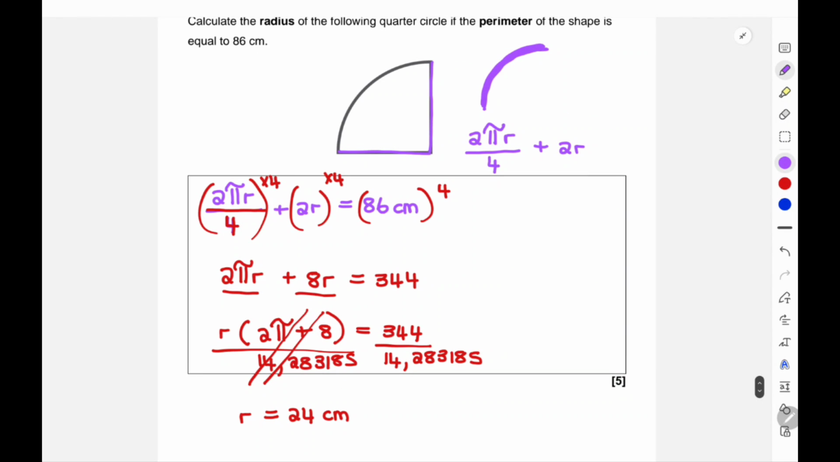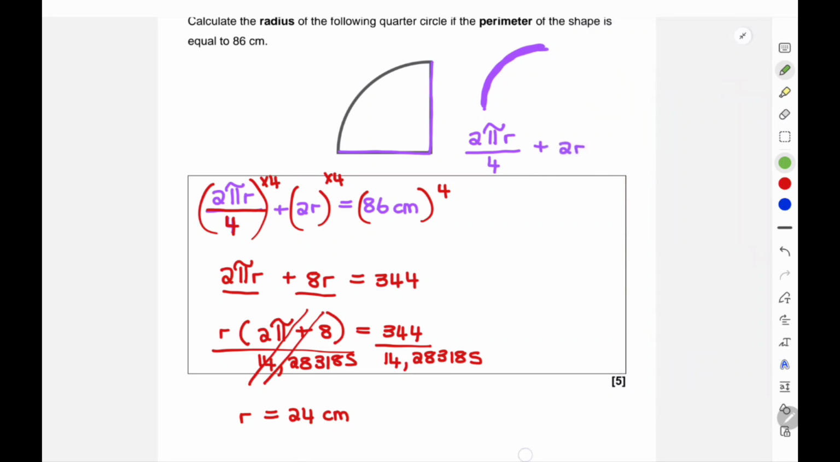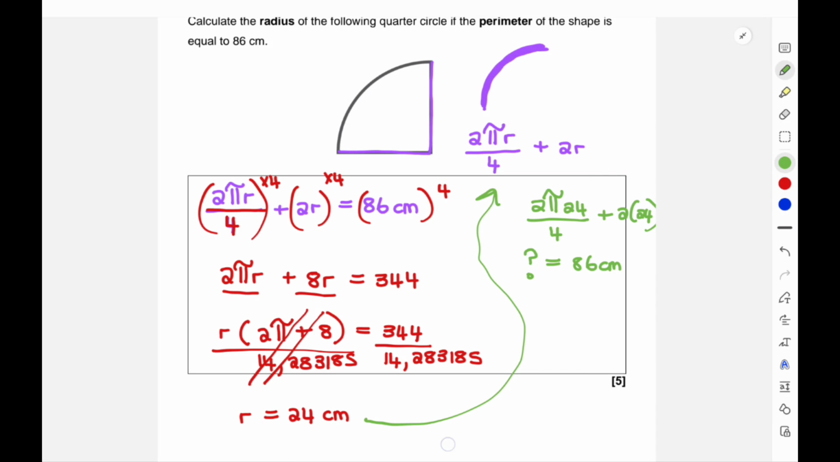Now, because you want to double check that your answer is correct, let's put it back into our original formula: 2 pi times 24 divided by 4 plus 2 times 24. If you put that in your calculator, let's see whether we get 86 centimeters. Yes, it gives you an answer very close, maybe because of all the digits, it gives you 85.699. So it's very, very close, and your answer is correct.